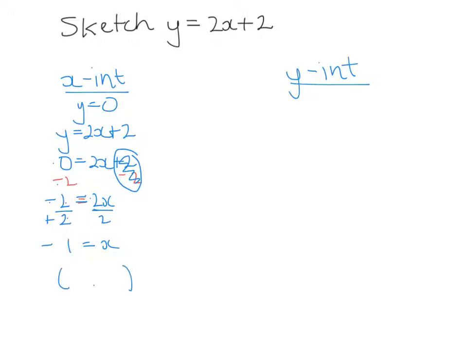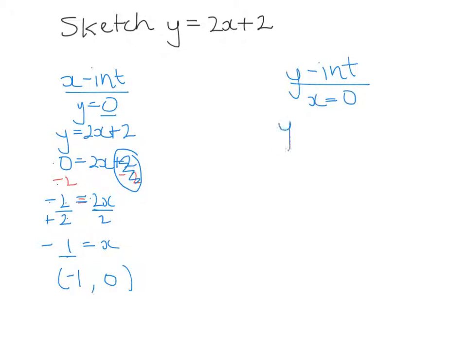So if we have an ordered point here, x equals minus 1, y is equal to 0. And there's one point that we can draw our line through. Now the other point we can draw our line through is the y-intercept. And the y-intercept happens when x is equal to 0.